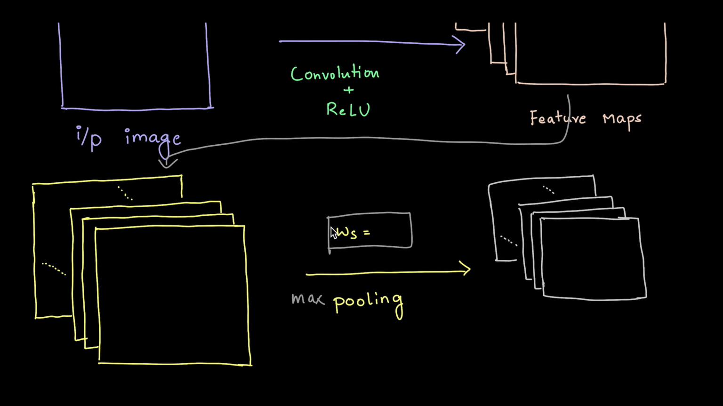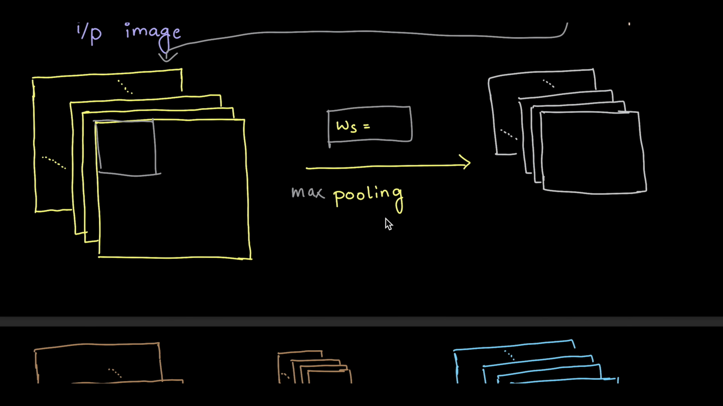According to max pooling, it will take each window of size WS, and in that window, whichever value is maximum will be placed in the output. So this is about max pooling. After applying max pooling, we'll have feature maps with reduced size, but the same information as the feature maps that we have. Okay, this is about max pooling.